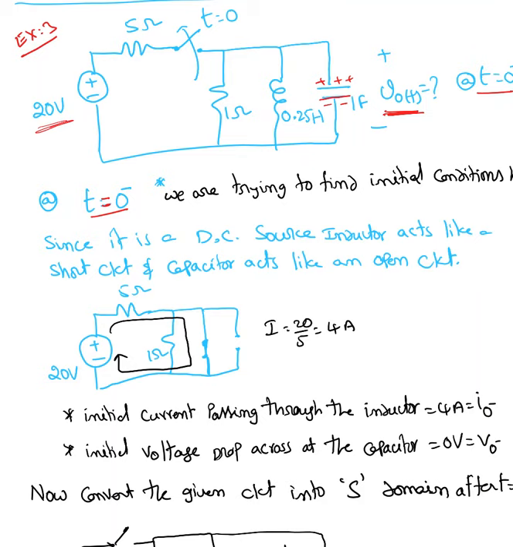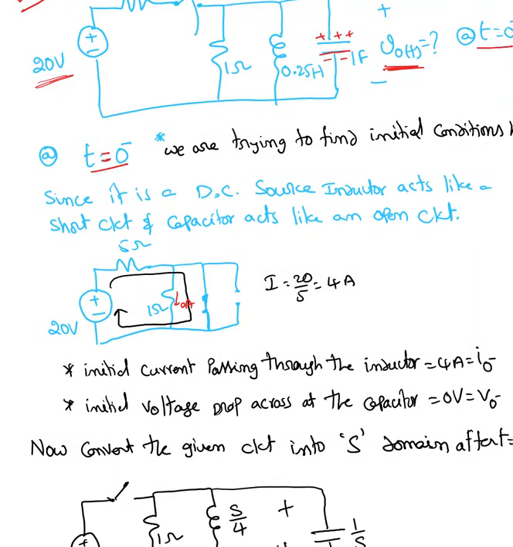Here is a short circuit and an open circuit. The current passing through this is 20 divided by 5, because there won't be any current passing through the other branch, since we have a 0 ohm resistor in parallel with the 1 ohm resistor. So I must be 4 amperes. This is I0 minus, the initial current passing through the inductor.